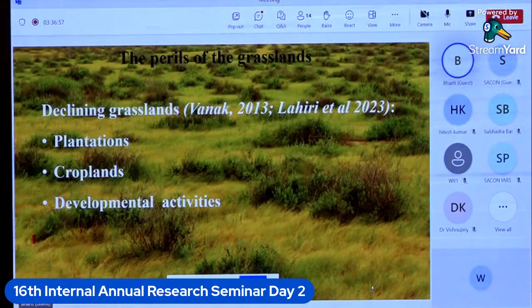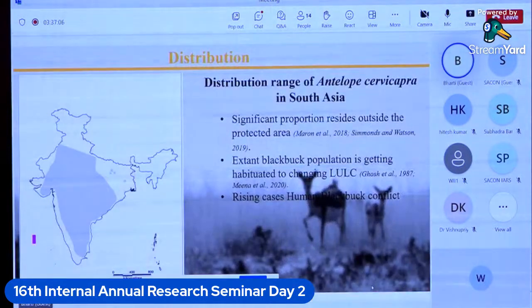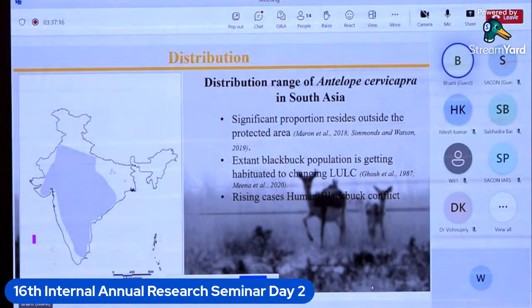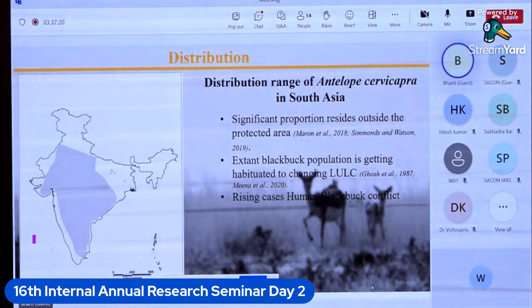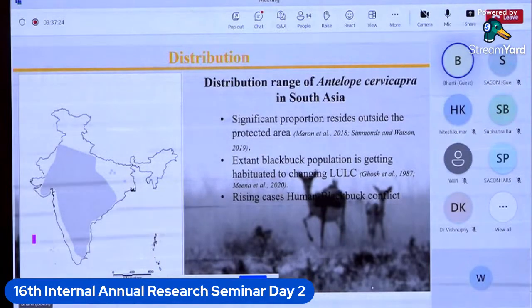If the grasslands are getting affected, what happens to the species associated with them? Blackbuck, which is distributed majorly outside the protected area, should also be declining. According to conventional wisdom, the blackbuck population should also go down. But recent studies have shown that blackbuck are adapting very well to the changing LULC pattern, and hence there is a rise in cases of human-blackbuck conflict.